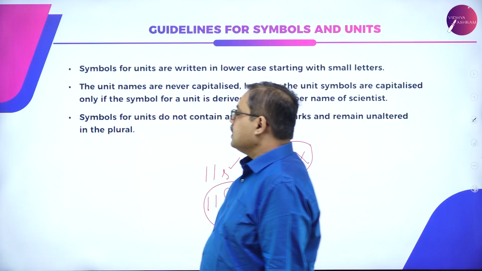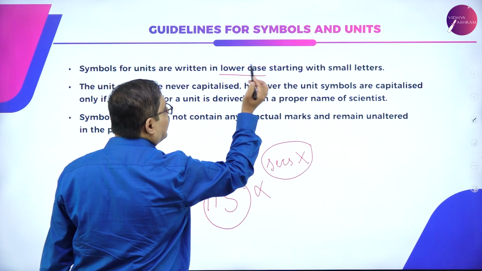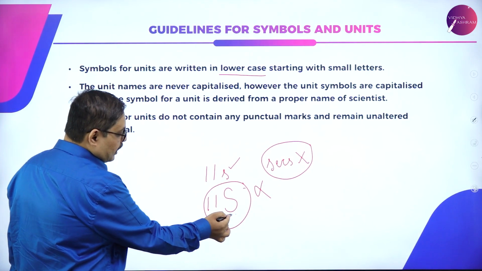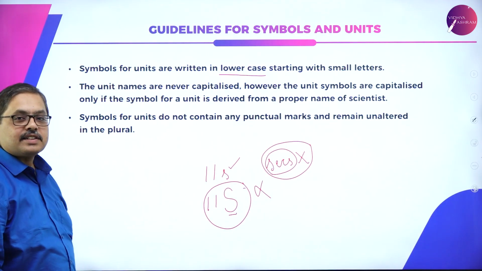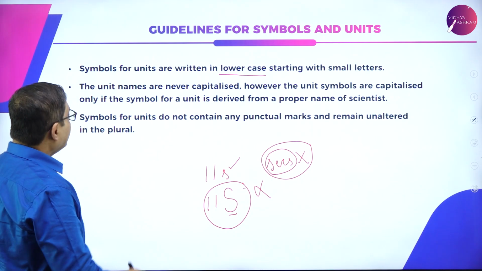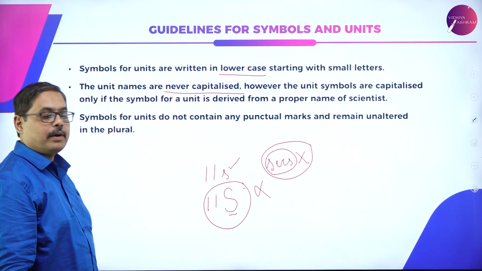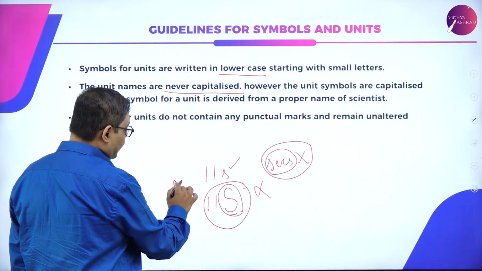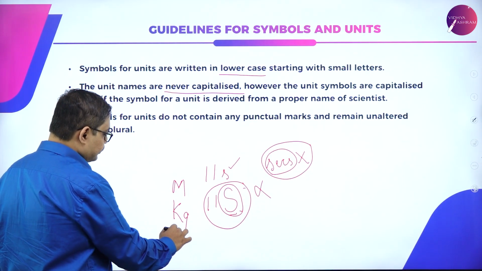Let us check. Symbols for units are written in lowercase, small letters, starting with small letters. I cannot use a capital letter. I cannot abbreviate it as I like. The symbols are provided by the SI system and I have to just follow it. The unit names are never capitalized. I cannot write a capital S. I cannot write a capital M for meter. I cannot write a capital K for kg.